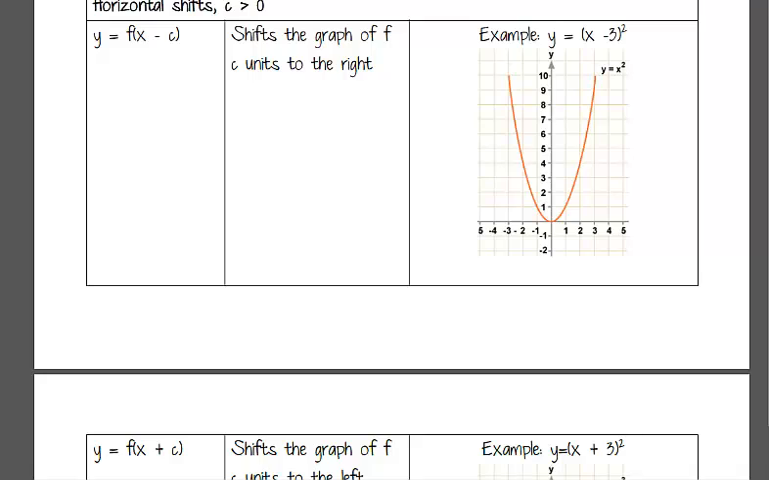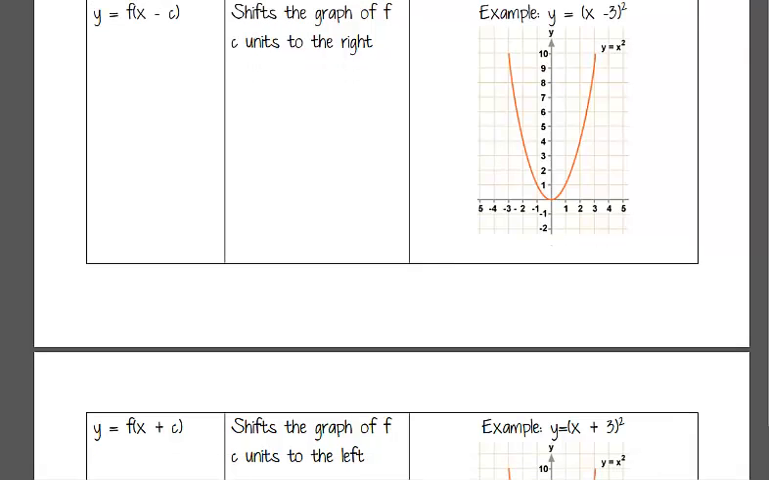This time, instead of adding or subtracting outside of the function, it's happening right here inside of the function. Okay? And so when we do f of x minus c, you might think that that was going to shift left, but it's actually just the opposite. It shifts c units to the right. Okay, so if we've got f of x minus c, that's going to shift us c units to the right. Okay, versus down here, when we get to f of x plus c, again, the c is included inside of the function. It's going to shift us c units to the left.